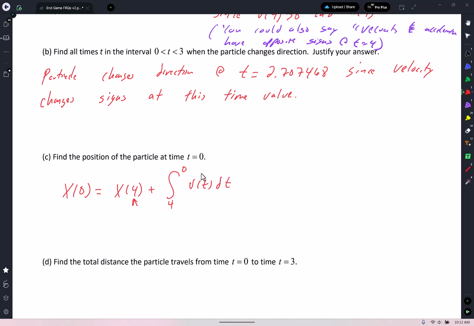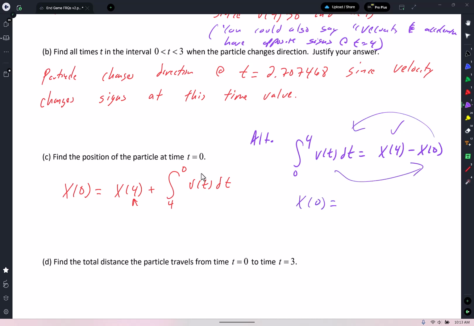In case you're like, man, I don't like how that looks. Guys, look, there's other ways to do it. Don't write this down because this is an alternate. Maybe you like the alternate better. Maybe you say, well, the integral from 0 to 4 is the displacement. And the displacement by definition is just x of 4 minus x of 0. And then which one do I have? I have this one. So I just take the displacement, subtract x of 4, change the symbol. So x of 0 equals x of 4 minus integral 0 to 4 of v of t dt. Maybe you like that better.